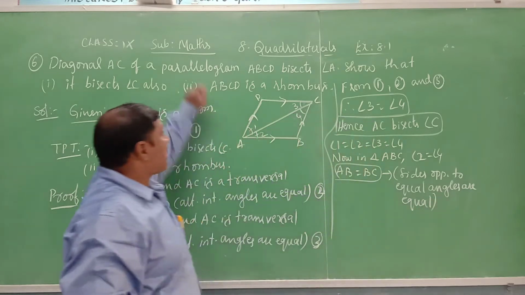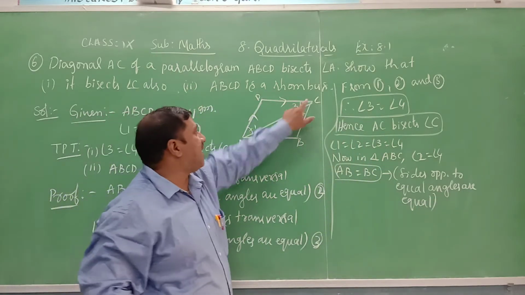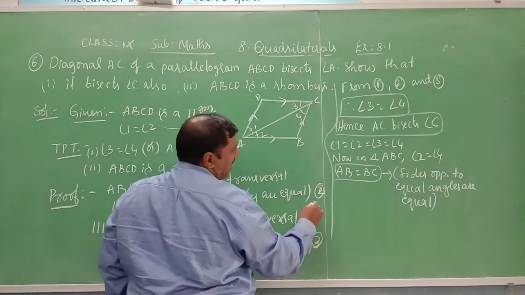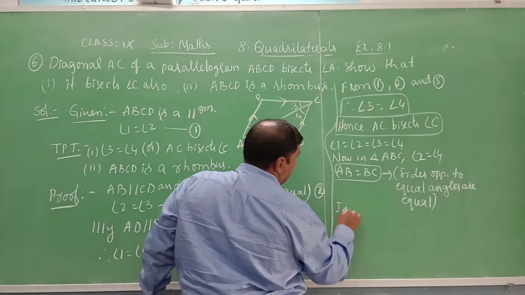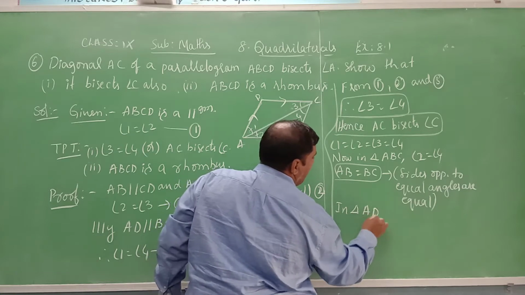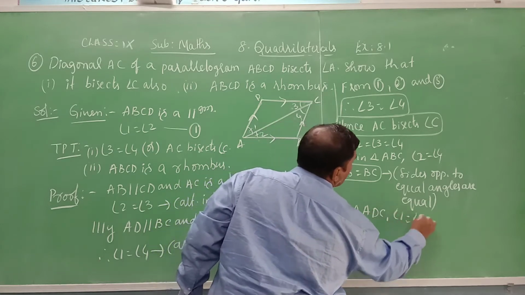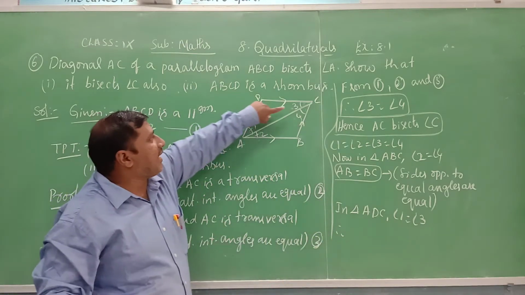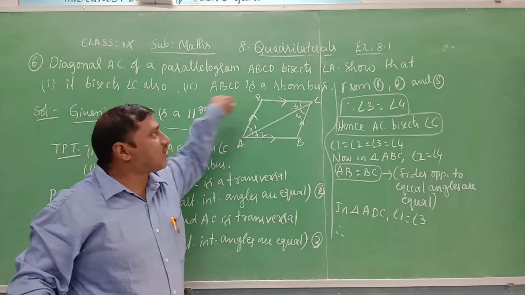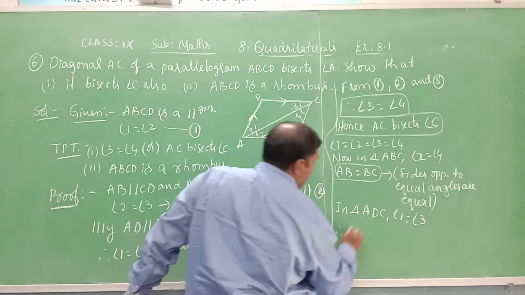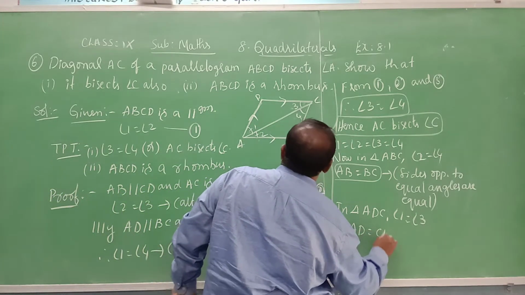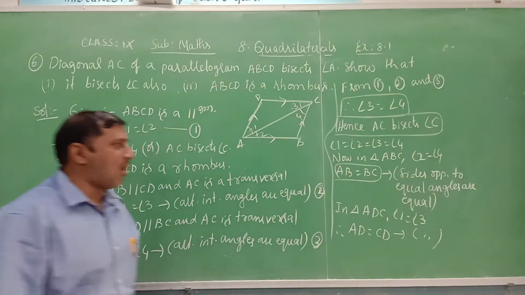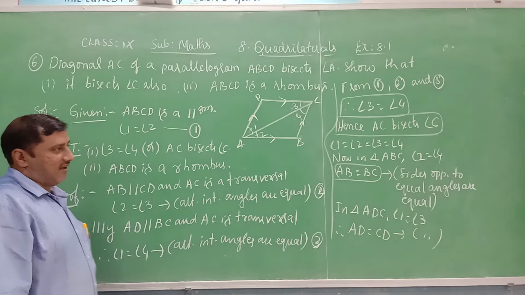Similarly, in triangle ADC, angle 1 is equal to angle 3. Therefore, the sides opposite to equal angles, that is AD is equal to CD. Same reason, sides opposite to equal angles are equal.